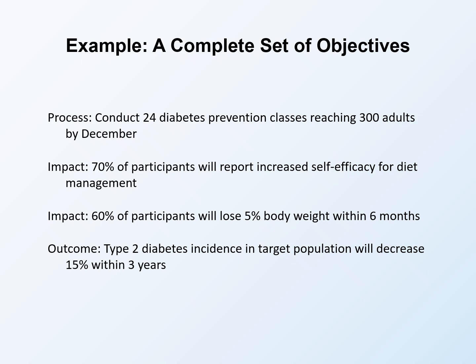Outcome objective: Type 2 diabetes incidence in the target population will decrease 15% within 3 years as measured by county surveillance data. Notice the chain. Classes lead to increased confidence and weight loss, which lead to reduced diabetes incidence. Each level is measurable, each connects logically to the next.